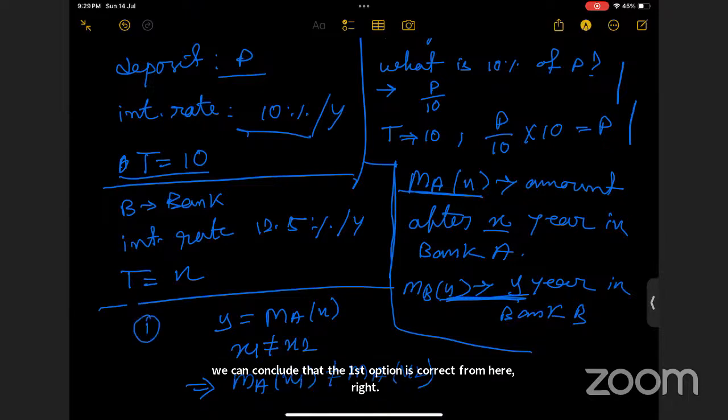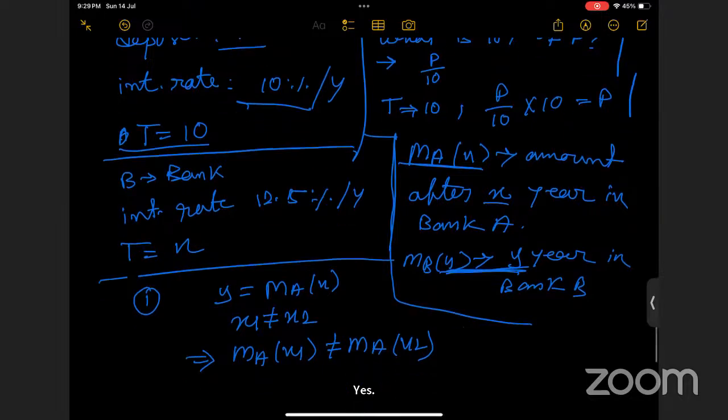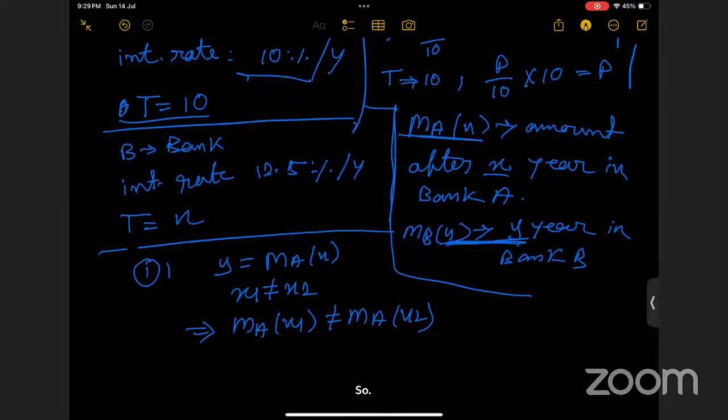Yes, basically the amount is different. For each increasing year, the amount becomes different, right? So we have a unique image for different years. So what are the correct options here? I think option 1 is correct.